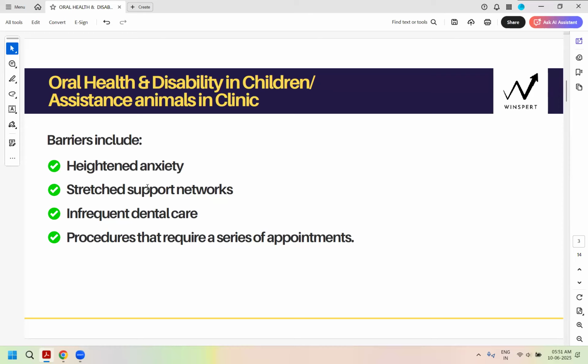Then you will also see that they are not going for dental care very frequently. Their oral hygiene is also not up to the mark. There may be missing oral hygiene practices also.